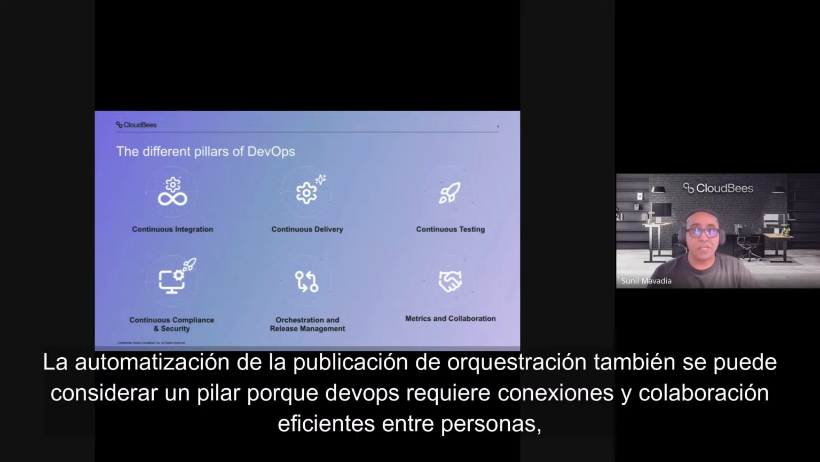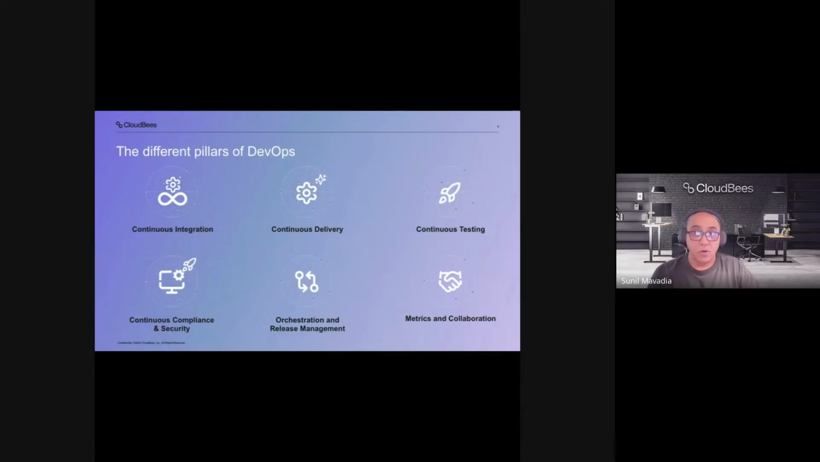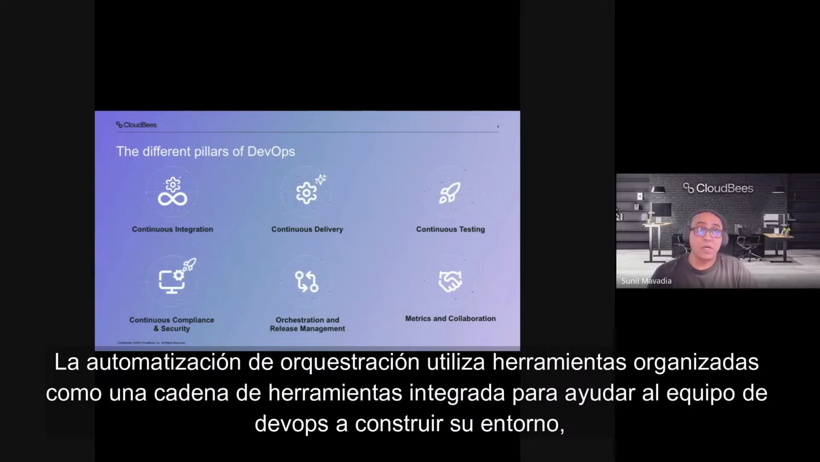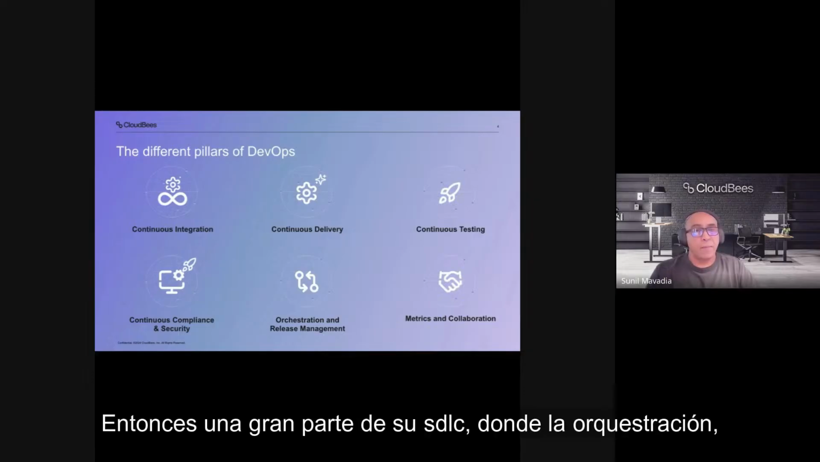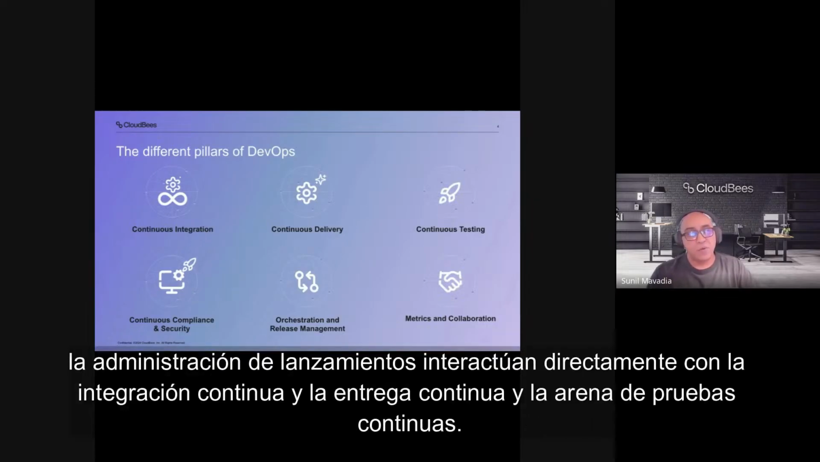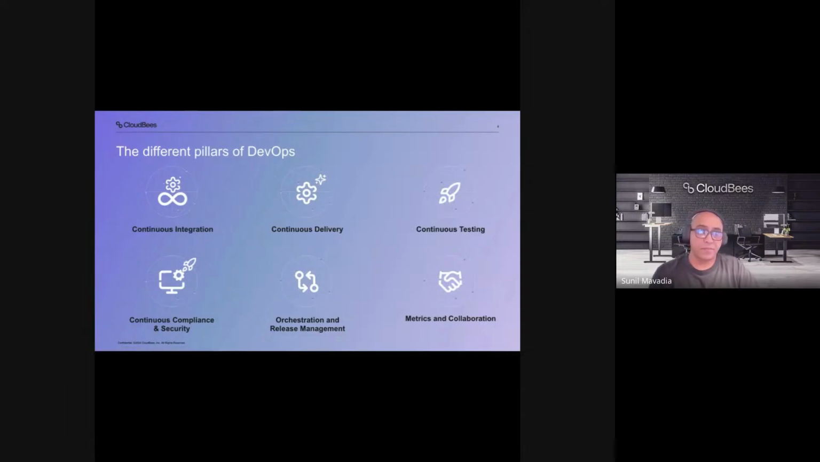Orchestration release automation can be considered a pillar as well, because DevOps requires efficient connections and collaboration between people, processes, and technology. Orchestration automation leverages tools arranged as an integrated tool chain to help DevOps teams build out their environments, systems, test setups, etc. So a big part of your SDLC where orchestration release management come into play interact directly with the continuous integration and continuous delivery and continuous testing arenas.